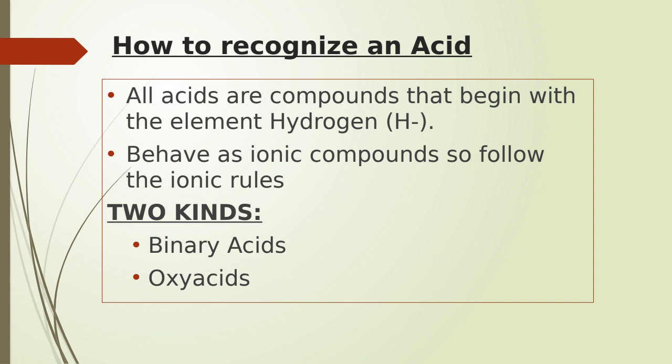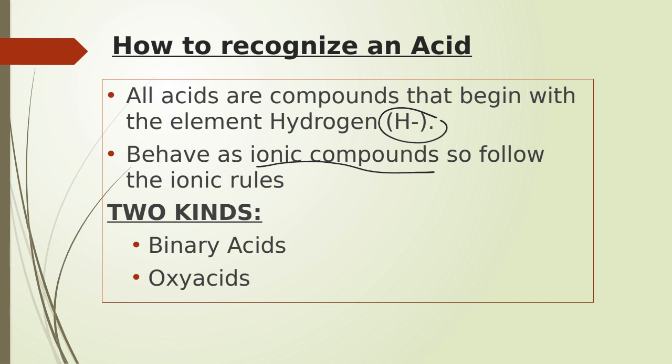So how are you to recognize an acid? Well, you learned about acids back in grade 10 chemistry, but we'll just remind you that all acids start with a hydrogen ion. So you're going to see that your chemical formula begins with a hydrogen. Whenever you see a compound beginning with a hydrogen, you are going to name it as an acid. They still behave as ionic compounds.